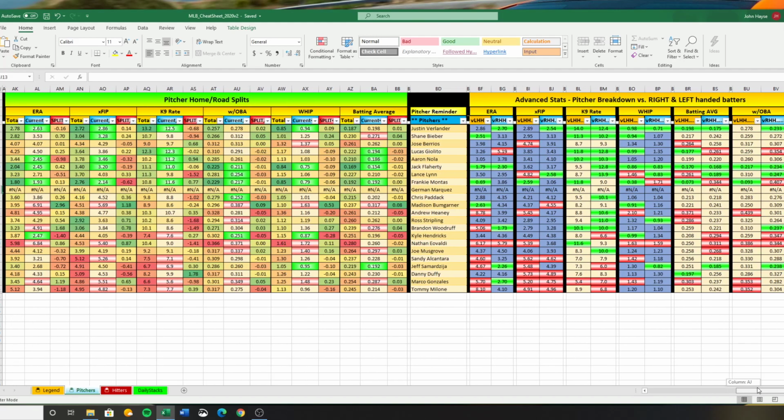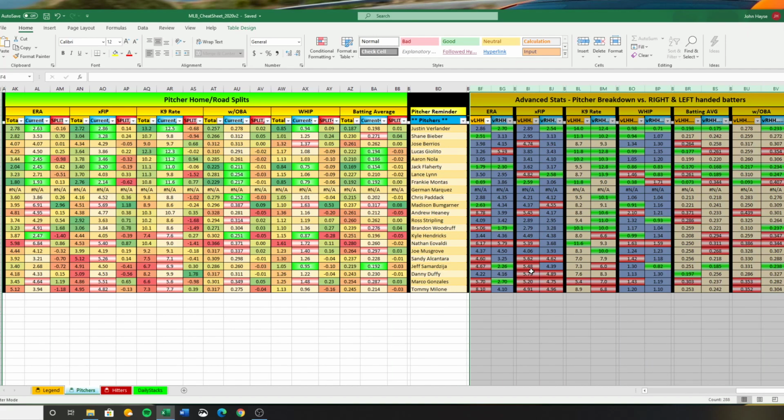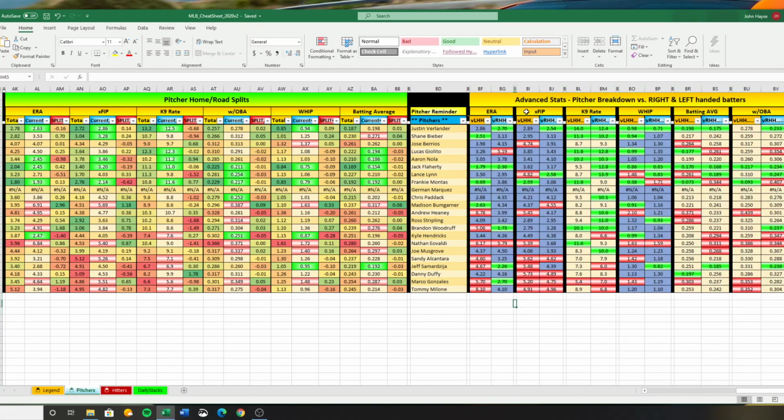And then we scroll over here, and these are, if you really want to get into stats, more advanced stats. So this is how pitchers break down versus right and left-handed hitters. Again, we've got ERA, xFIP, K9, WHIP, batting average, and wOBA, and you can see versus lefties and versus righties. Now, where this comes into play, you might look at Verlander and say, okay, he's pretty solid on both sides.